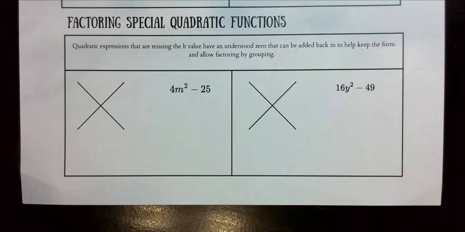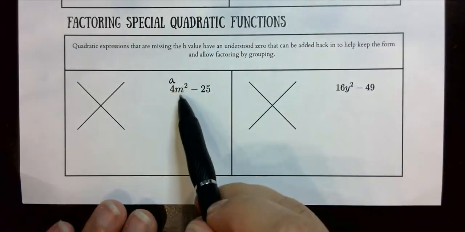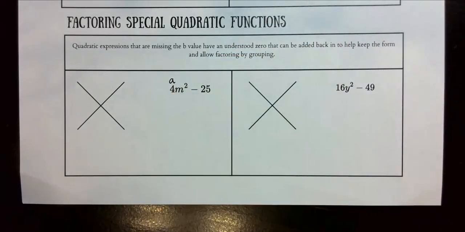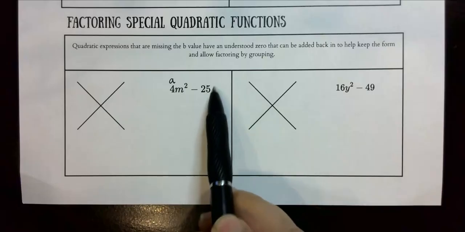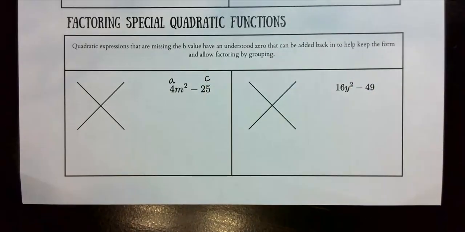So if you look at this one right here, you're going to notice that we don't have 3 terms, we have 2 terms. So what I'm going to ask you to do is there's an actual understood 0 in the middle of this problem. Before we get started, I do want to point out that the 4 is our a value because it has an m squared. So your a always has a variable squared attached to it. And then if you look at your 25 doesn't have a variable, so that's automatically the C. So what that means is that we're missing our B value.